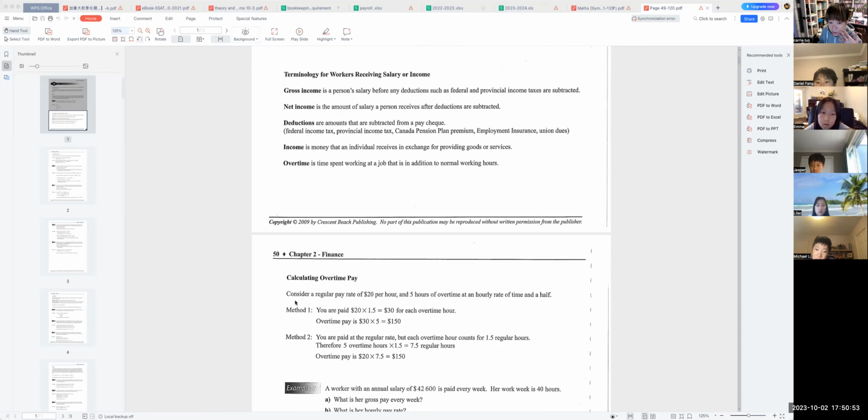Okay, let's take a look at this one. Consider a regular pay rate of $20 per hour, and 5 hours of overtime at time and a half. What are you paid? The regular rate is $20, and times 1.5 is $30. So for the overtime you are paid $30 an hour. 30 times 5 equals $150. Understand, everybody? Get it?